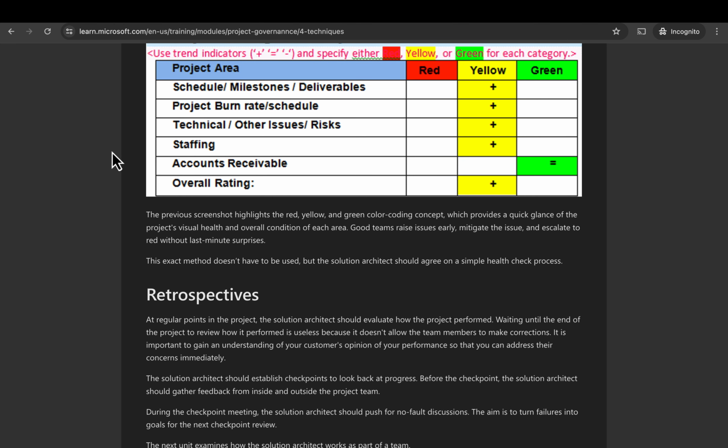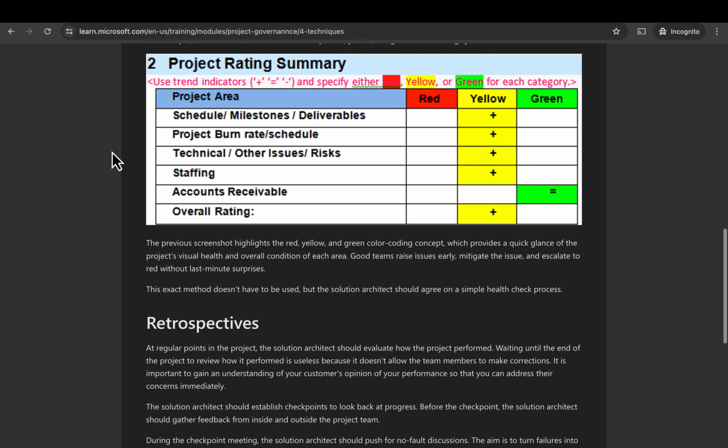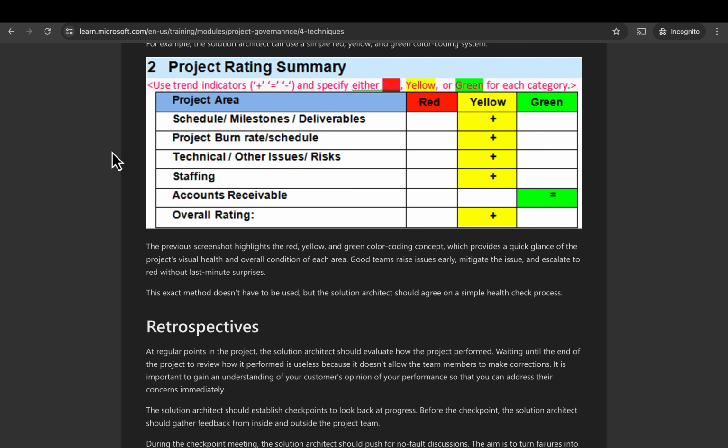The previous screenshot highlights the red, yellow, and green color coding concept, which provides a quick glance at the project's visual health and overall condition of each area. Good teams raise issues early, mitigate the issue, and escalate to red without last-minute surprises. This exact method doesn't have to be used, but the solution architect should agree on a simple health check process.